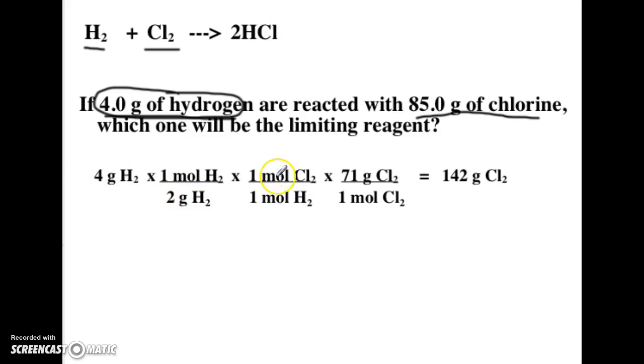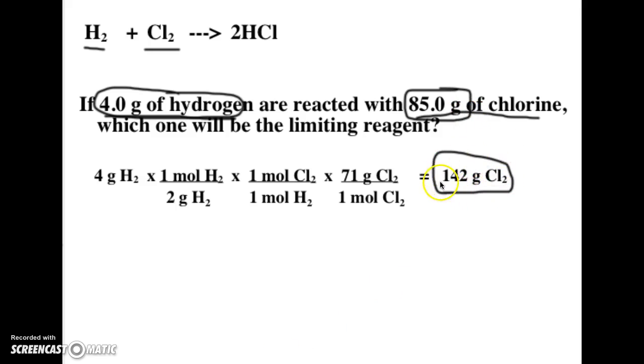Molar mass of hydrogen, here's the mole ratio, it's 1:1, and there's the molar mass of Cl2. And our answer is 142 grams of Cl2. Okay. Now what you have to do is think about what this means. This means that the 4 grams of hydrogen needs 142 grams of chlorine to react. Now you compare that to what you actually have, which is given in the problem. We have 85 grams of chlorine to work with.